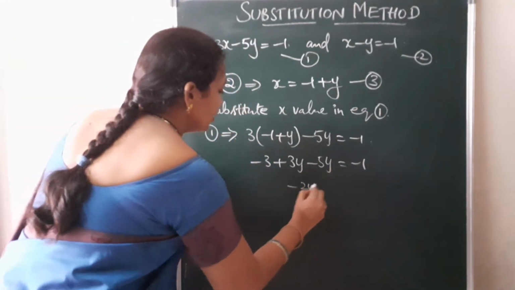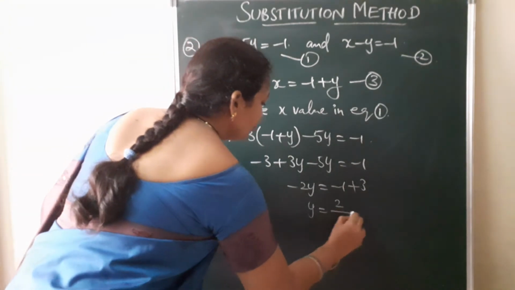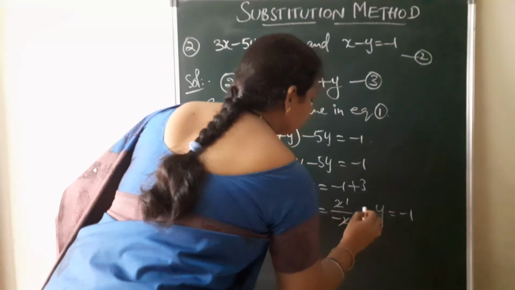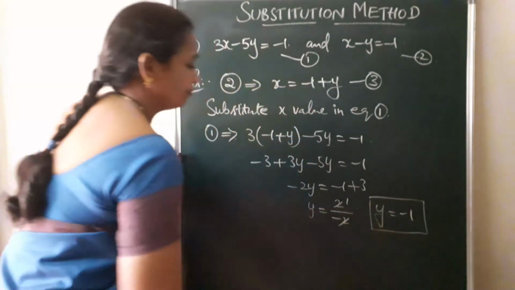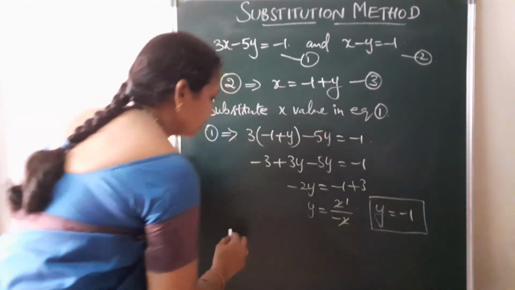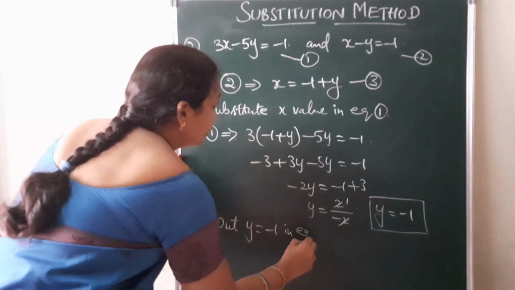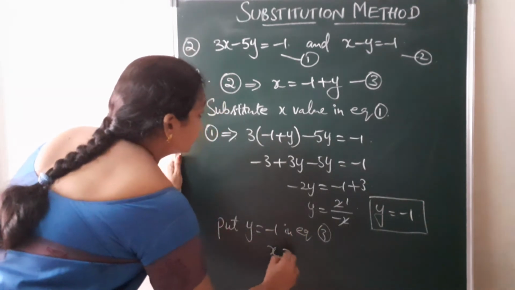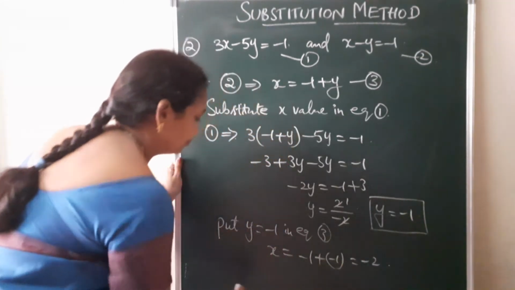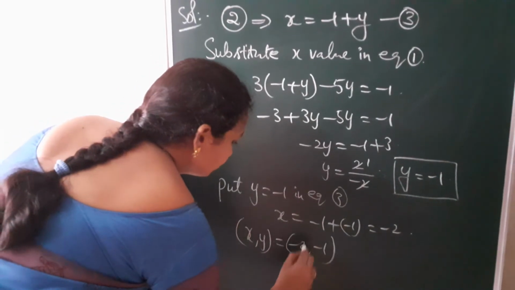Here -2y = -1 + 3, so y = 2 by -2, which is nothing but y = -1. Now substitute that in equation 3. Put y = -1 in equation 3. So x becomes -1 + (-1), which is nothing but -2. So (x, y) is (-2, -1).